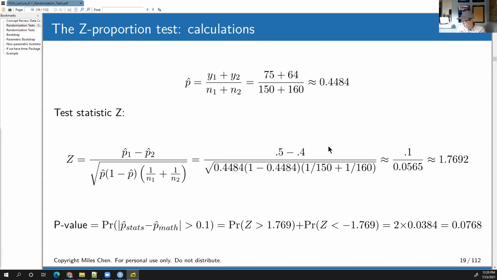So the calculation, we do this and we get a z-score of 1.77, basically 1.769. That difference of 0.1, the standard error is 0.056. So we get a z-score of around 1.77. That corresponds to a tail area of around 3.8%. And when you multiply it by 2, you get a p-value of around 7.68%. Okay, 0.0768. That's going to be the p-value that we get when we do our calculations.